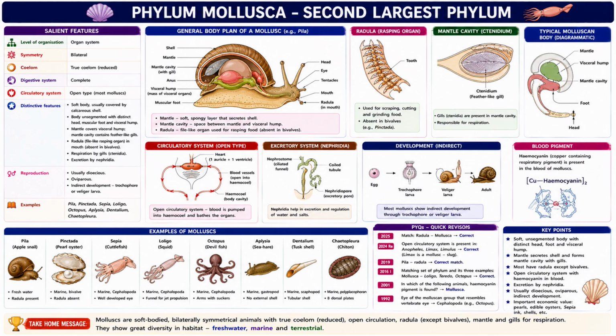Reproduction is usually dioecious. They are oviparous. Indirect development: trochophore or veliger larva is seen during the development. That is why they are called indirect development. Examples: Pila, Pinctada, Sepia, Loligo, Octopus, Aplysia, Dentalium, and Chaetopleura.